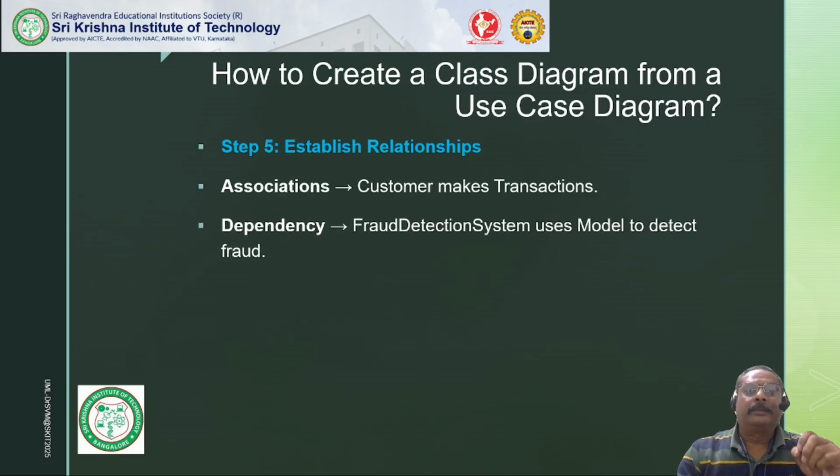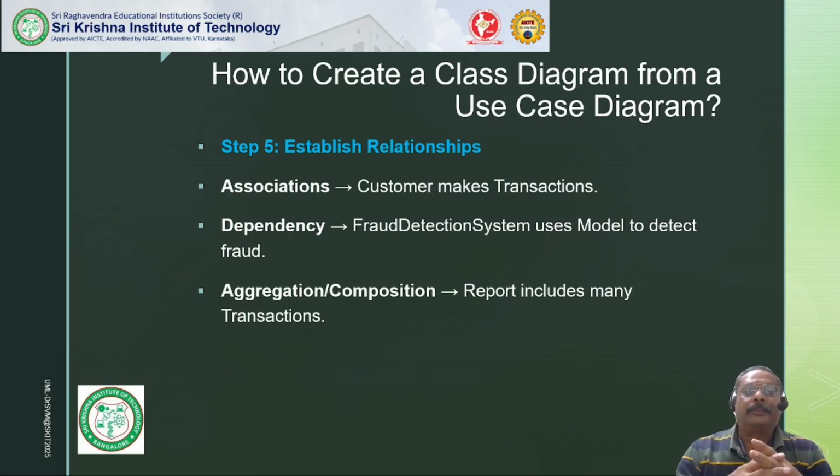For a transaction to happen, there must be a customer. So there is dependency, like the fraud detection system uses a model to detect the fraud. So the fraud detection system depends on the model. Then aggregation or composition, that is, a report includes many transactions. So that's an aggregated form of various parts.